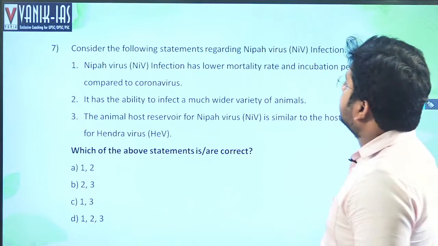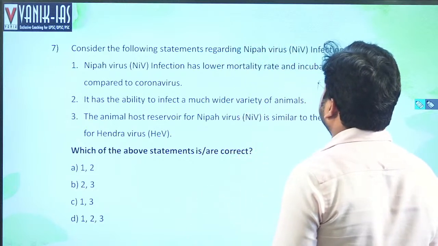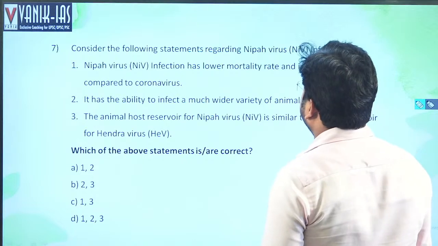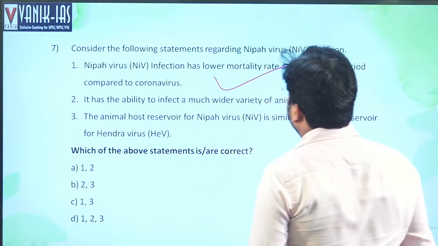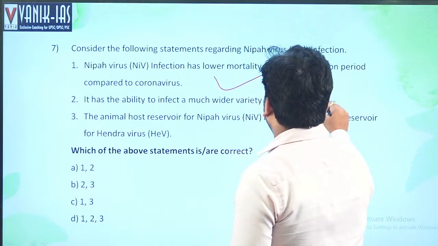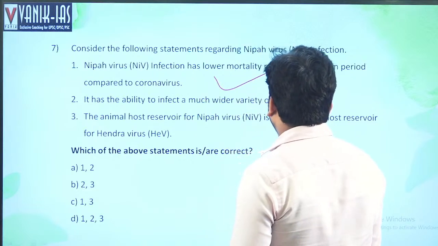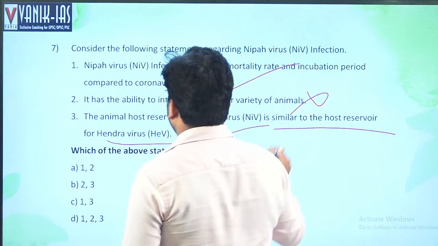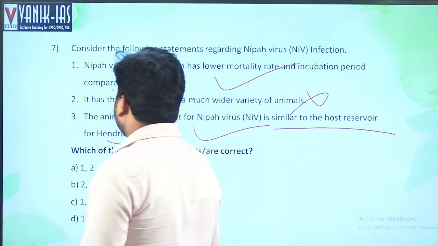Consider the following statements regarding Nipah virus infection. It has a lower mortality rate and incubation period as compared to the coronavirus. Yes, this is right. It has the ability to infect a much wider variety of animals. No, this is not a much wider variety of animals. This is wrong. The host reservoir for Nipah virus is similar to the host reservoir of Hendra virus. Yes, this is true. So 1 and 3 are the right answer. It is similar to Hendra virus, right?